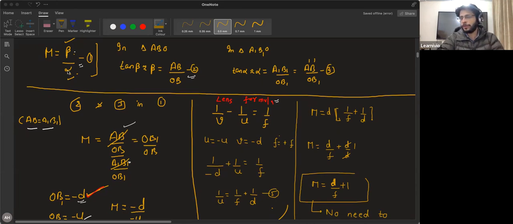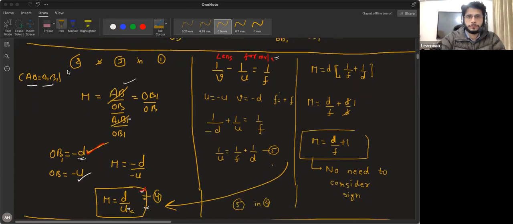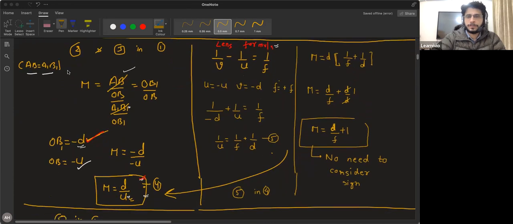Read the definitions very properly. The definition of magnifying power: ratio of angles obtained by image and object on the eye when both are at least distance. If you know this derivation, then you know the derivation of the compound microscope. You just have to repeat this thing with two lenses. Everything else is more or less the same.